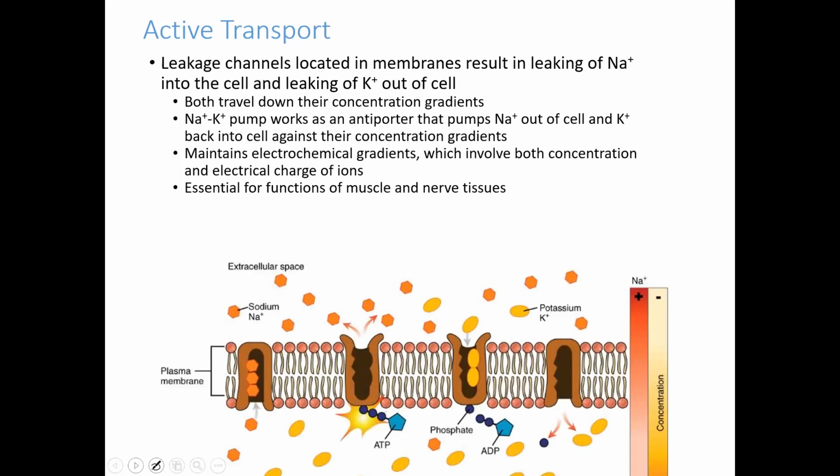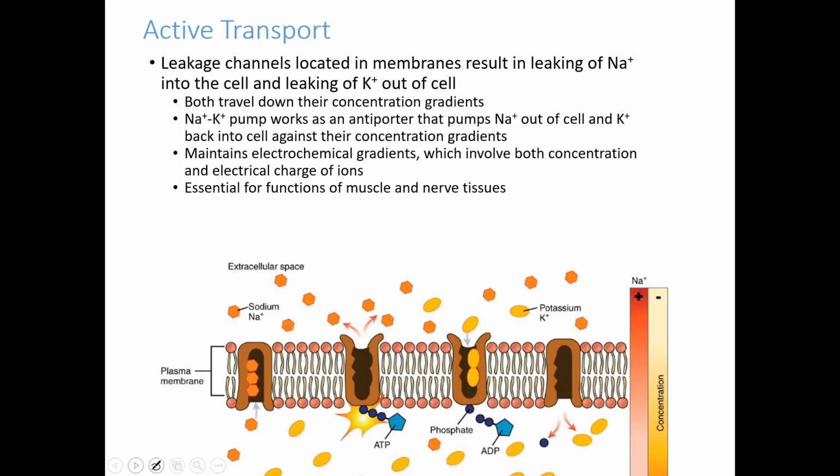Consequently, sodium is always going to be leaking into a cell. Sodium's high outside a cell, it will leak in. It will find a way to get in. It will leak in through a sodium channel. Potassium is always high inside the cell and it wants to leak out. So we have sodium leaking in and potassium leaking out. We need to maintain these concentrations.